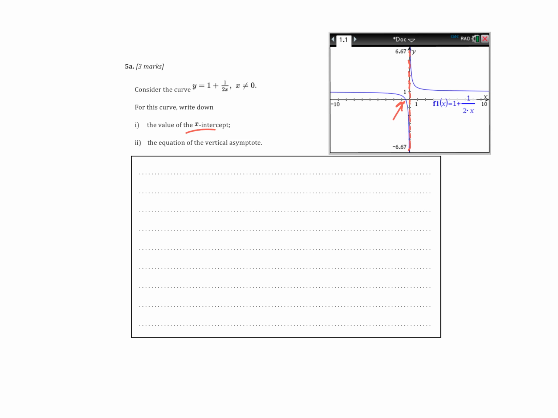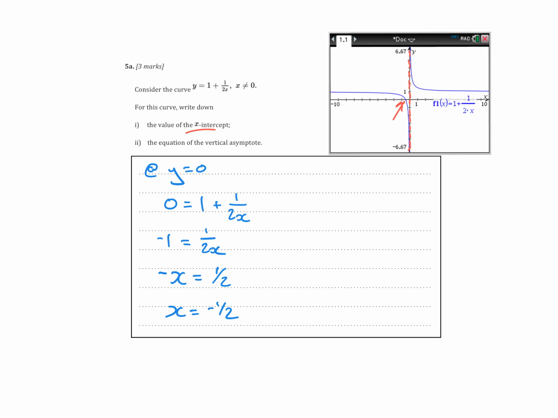So the x-intercept, we know from our working class that the x-intercept is at y equals 0. So we want this at y equals 0. And so we want, instead of y, 0 now equals 1 plus 1 over 2x. Minus 1 equals 1 over 2x. Multiply by x, we get minus x equals a half. Multiplied by minus 1, we get x equals minus a half.